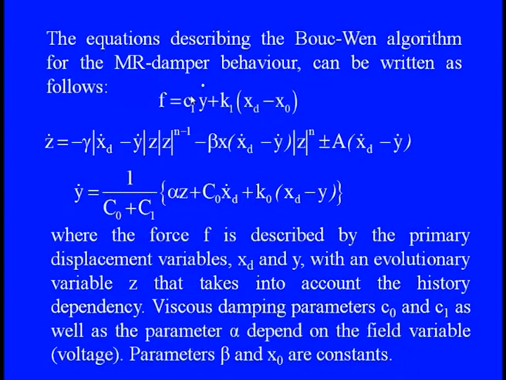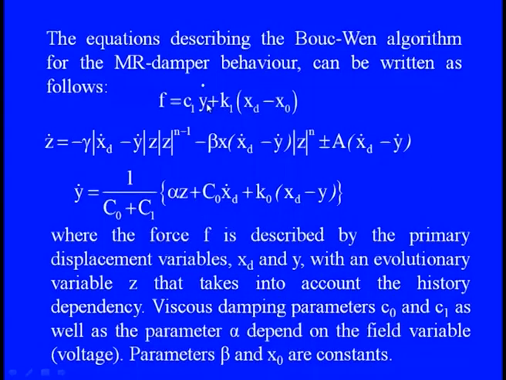So, we can say that we can straightaway get these coefficients according to what the application means, what the boundary conditions are, and what the operating features are together. And the y dot, the velocity component, is nothing but equal to 1 by C0 plus C1, where C0 and C1 are the viscous damping parameters.